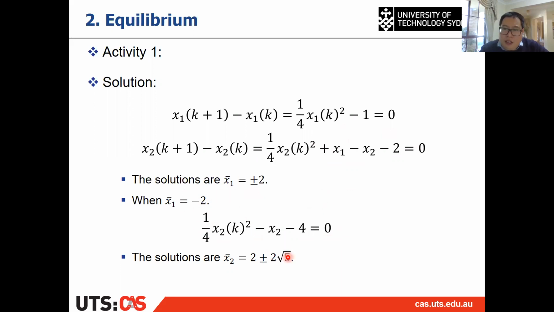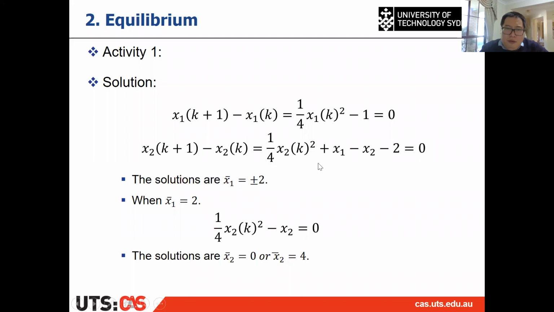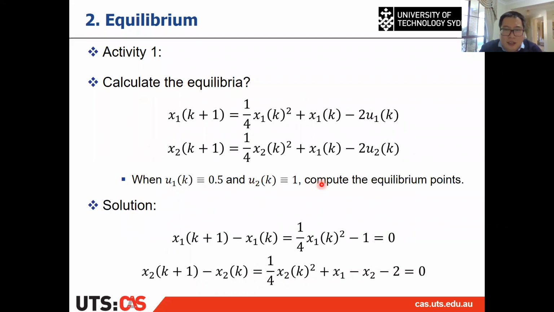Then for that equation, we also have two solutions for x2, right? Two solutions for x2. Which means when x1 is equal to -2, we have another two equilibrium points, right? So for this nonlinear discrete time system, we have four equilibrium points. So that is the way to calculate the equilibrium points.